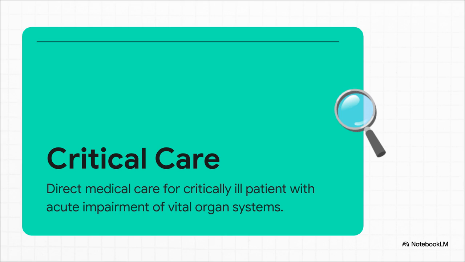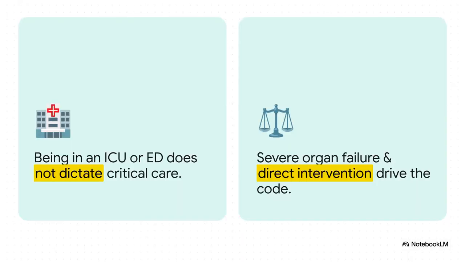Well, translating this dense CPT definition, it boils down to this. You must have a life-threatening condition requiring direct, high-complexity intervention by a provider. We're talking about a patient with an acute impairment of one or more vital organ systems. There's got to be a high probability of imminent, life-threatening deterioration. The provider isn't just passively monitoring the patient here, they are actively rolling up their sleeves and intervening to prevent further decline or death.